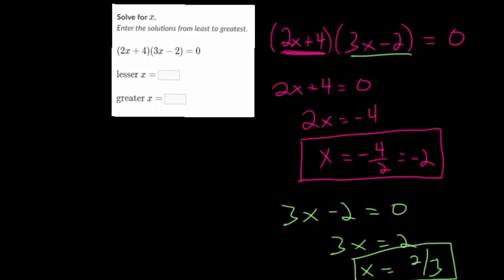So now putting it into the boxes, the negative one would be the lesser one, so minus 2 there. And the greater one is the positive one, so that would be 2/3. We'll do a couple more of these.